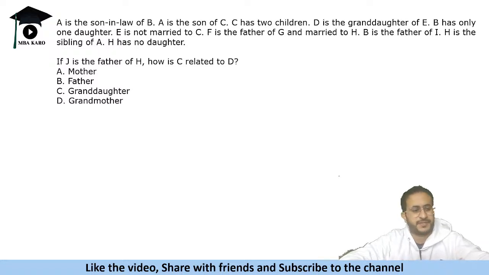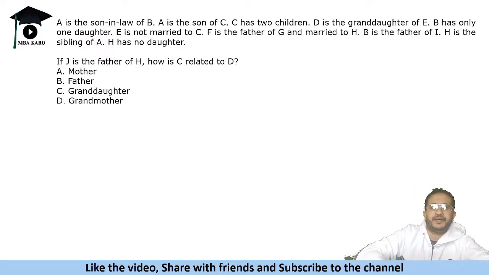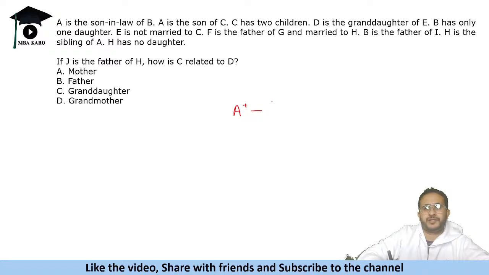So draw this family tree. A is the son-in-law of B. So A is a male and married to someone whose father or mother is B. A is the son of C. So A is the child of C. C has two children, so there will be another child.